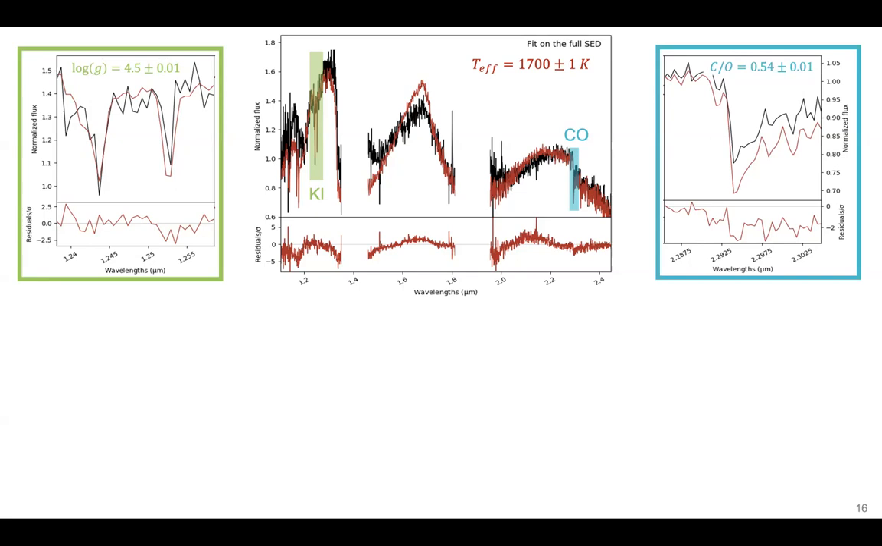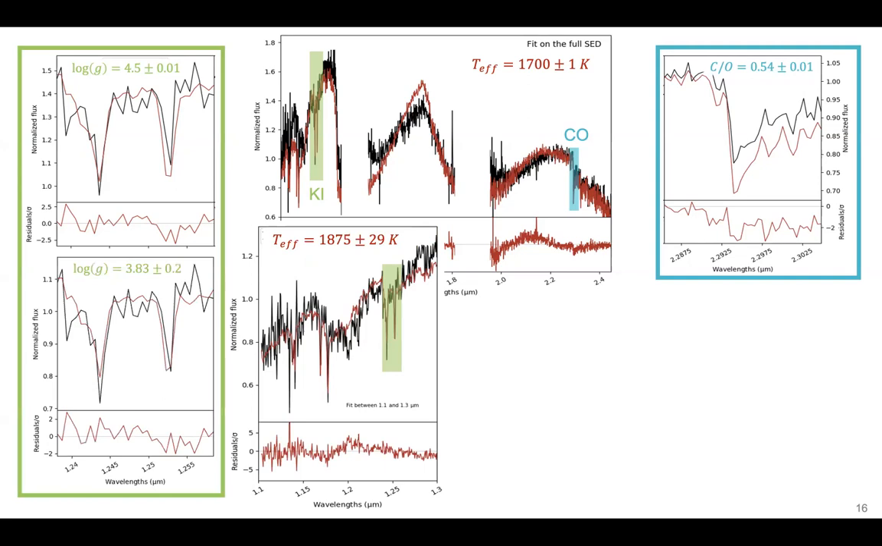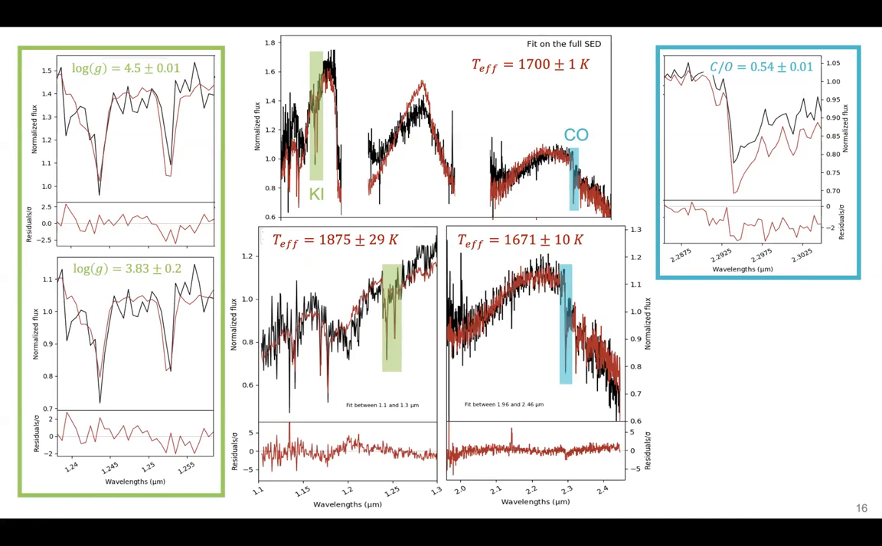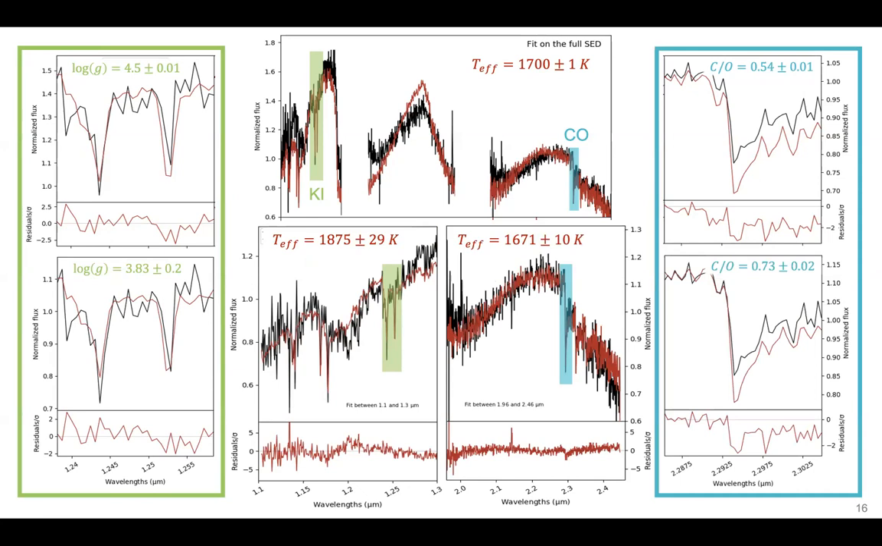But then if we take a different approach and model each band separately, then for the J band, we will derive a very different temperature. And this will then give a very different gravity for the system as well. But if we make the model just on the K band, as I already showed, the C/O ratio is actually very different as well on both models. So we have the same model, but just run it on a different wavelength range, and we derive very different parameters.